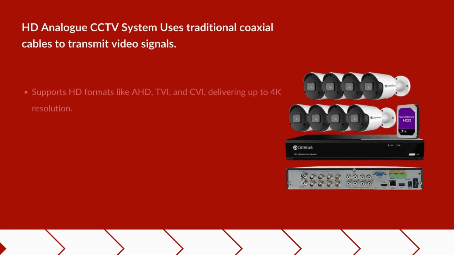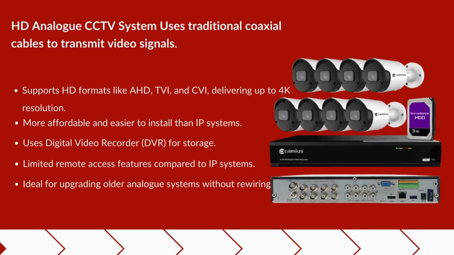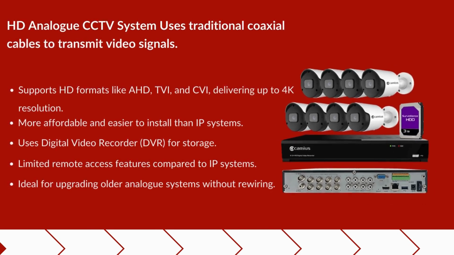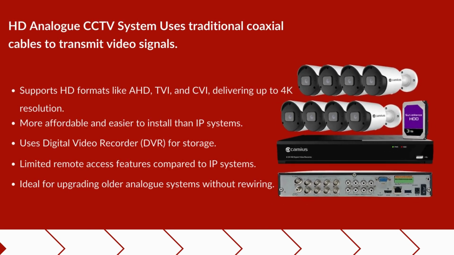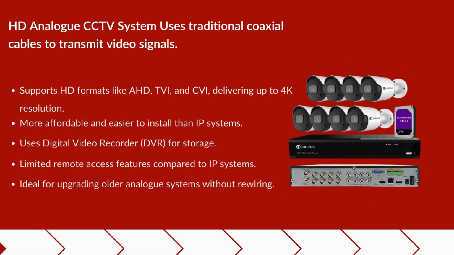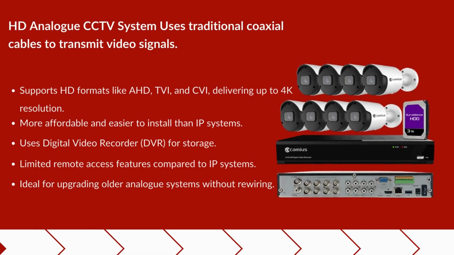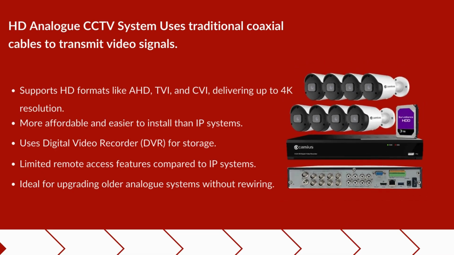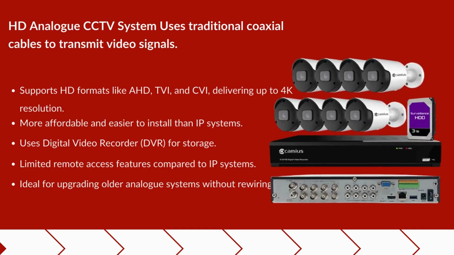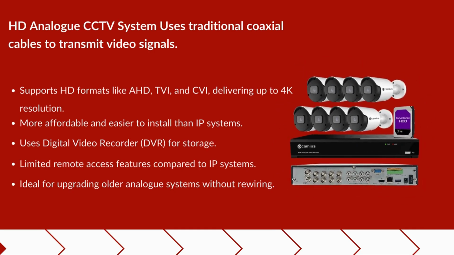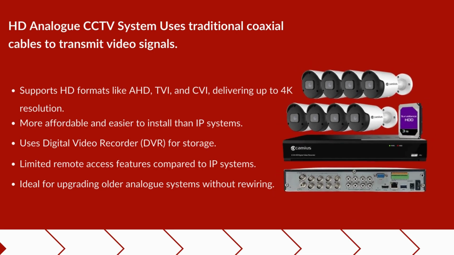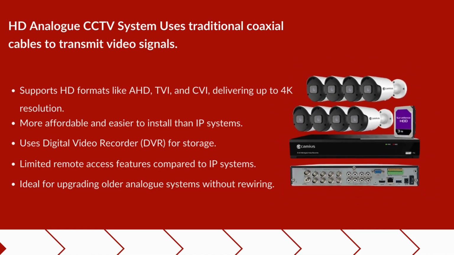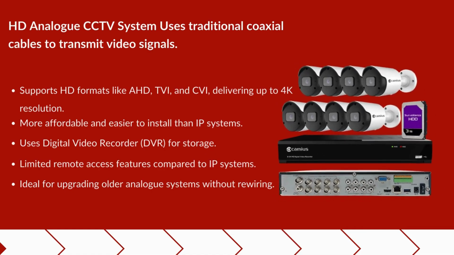All right. And this is the HD solution. This is the HD analog solution system. It uses coaxial cable. The coaxial cable is like your normal DSTV cable you see everywhere. That's the coaxial cable. You can see it supports HD format like AHD, HDTVI, HDCVI. It can deliver up to 4K resolution. So this AHD you are seeing, there are different technology used by different manufacturers. All right, it has their own advantages and disadvantages.